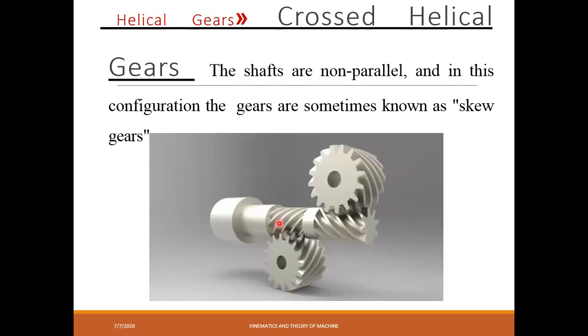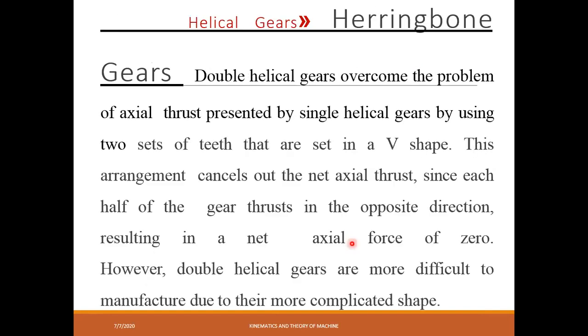If the shafts are non-parallel, then in this configuration the gears are sometimes known as skew gears, right? This is the helical gear in which the shafts are not going to be parallel. So it is called non-parallel shafts, and sometimes it is known as skew gears, right?